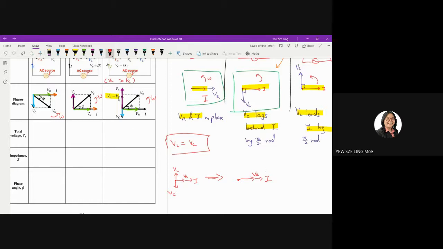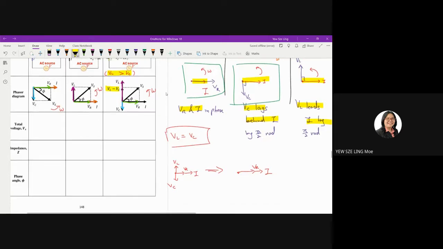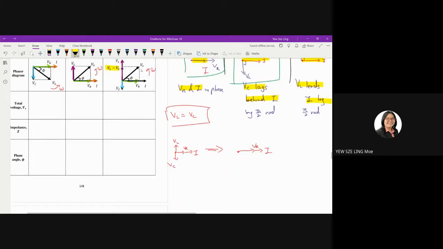The diagram right here in the original table is by assuming VL is larger than VC. That's why when it comes to sketching, you sketch the original diagram first, and then you sketch the one with the resultant vector, VL minus VC. All right? Don't draw all the vectors in the same diagram. I think that is quite messy for me.